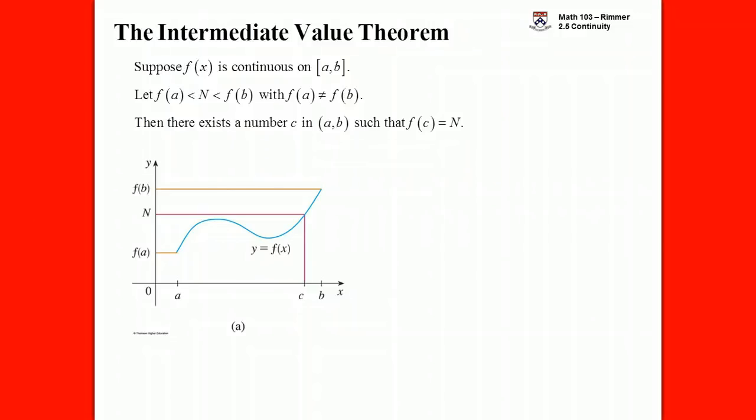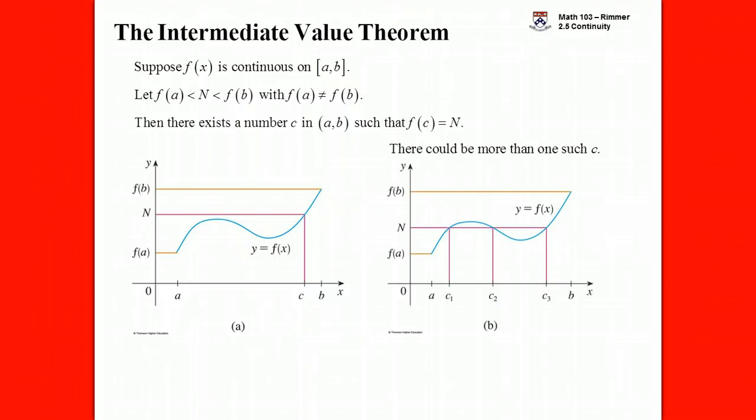And what the Intermediate Value Theorem says is all the values of Y in between F of A and F of B, basically you're able to get to them. There's a C value in the X that when you plug it into the function, you get that Y value out. It happens once. It could happen more than once. If you just lower that down, you'll see it happens multiple times. And so the Intermediate Value Theorem says that you're guaranteed that it's at least going to happen once.